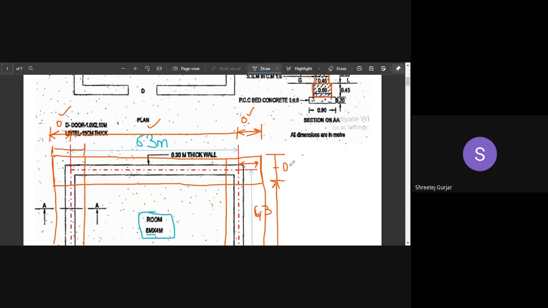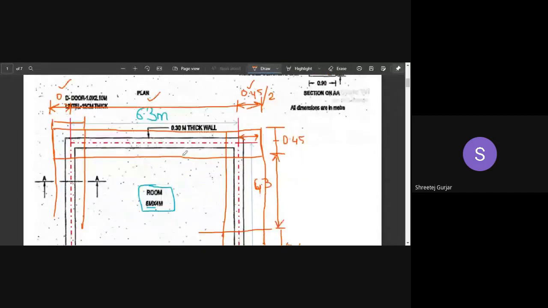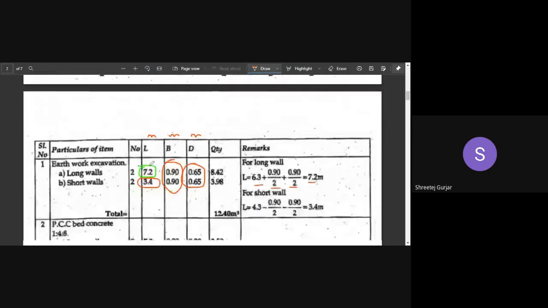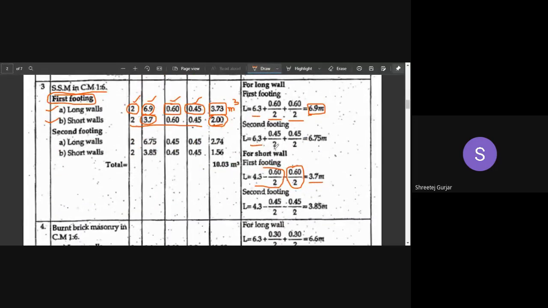Meaning this will be half of 0.45, 0.45 by 2, and this will also be half of that. So how do we add now? For the long wall length, 6.3 plus 0.45 by 2 plus 0.45 by 2 will come up to 6.75. That is what they have mentioned here.